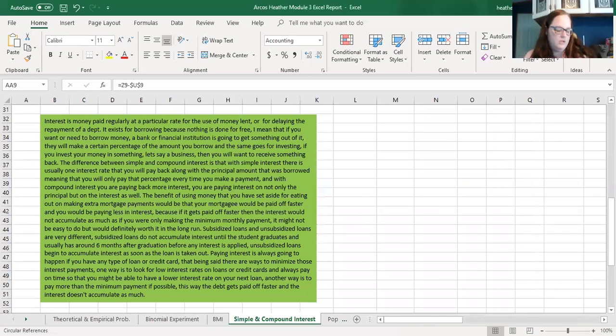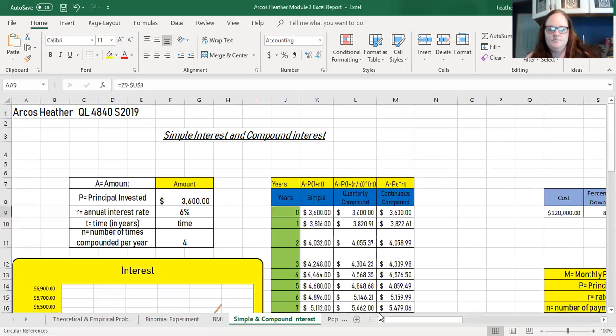All right, let's move on to simple and compound interest. Interest is the money paid regularly at a particular rate for the use of the money lent or for delaying the repayment of debt. It exists for borrowing because nothing is done for free. If you want or need to borrow money, a bank or financial institution is going to get something out of it. No one does anything for free. That means they get to make a certain percentage of the amount you borrow, and the same goes for investing. If you invest your money, you want to get more back than what you invest.